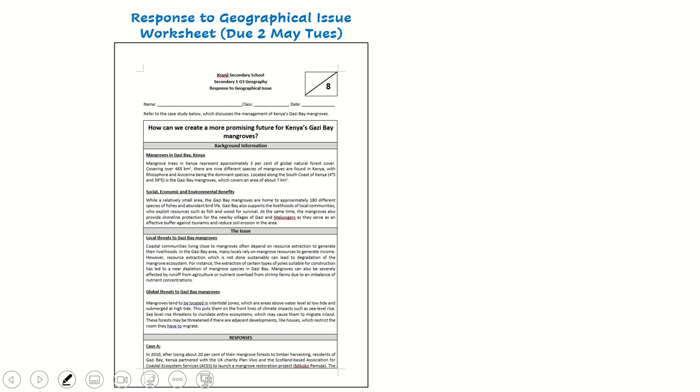Now, at this point in time, I am done with the previous worksheet. I will want you to take out your RGI worksheet on Gazibe in Kenya. So pause me and go get this if you haven't gotten this.